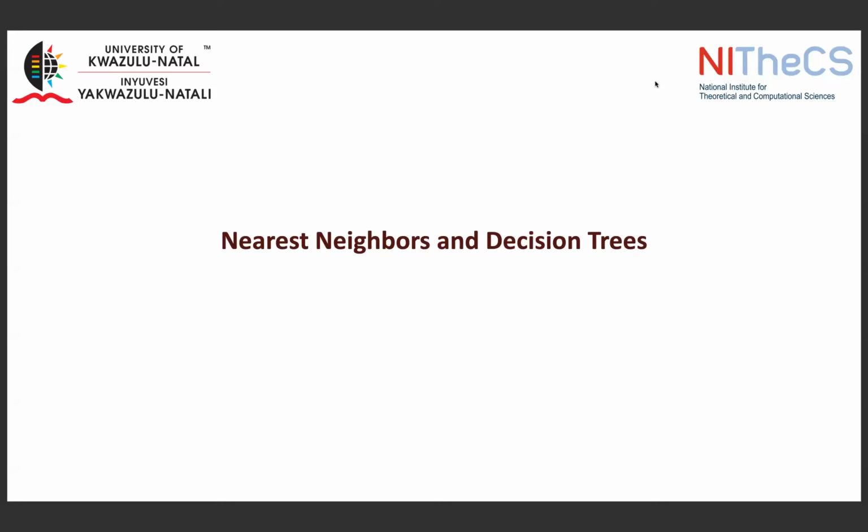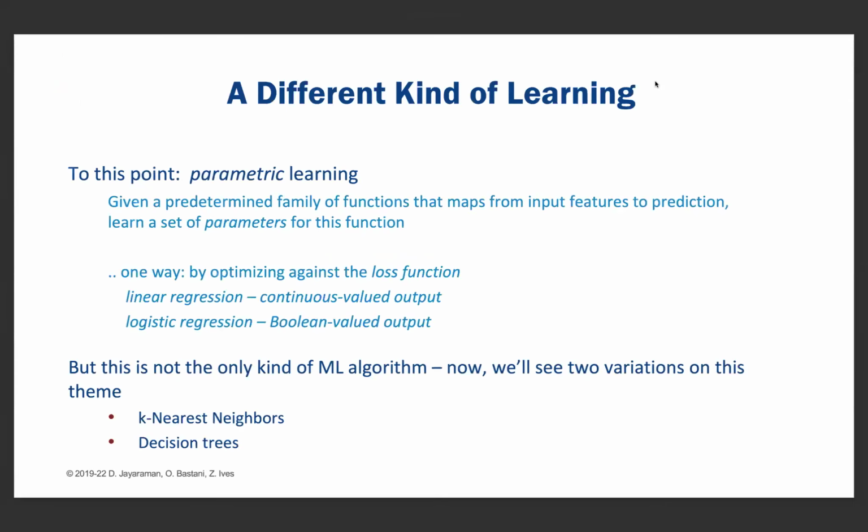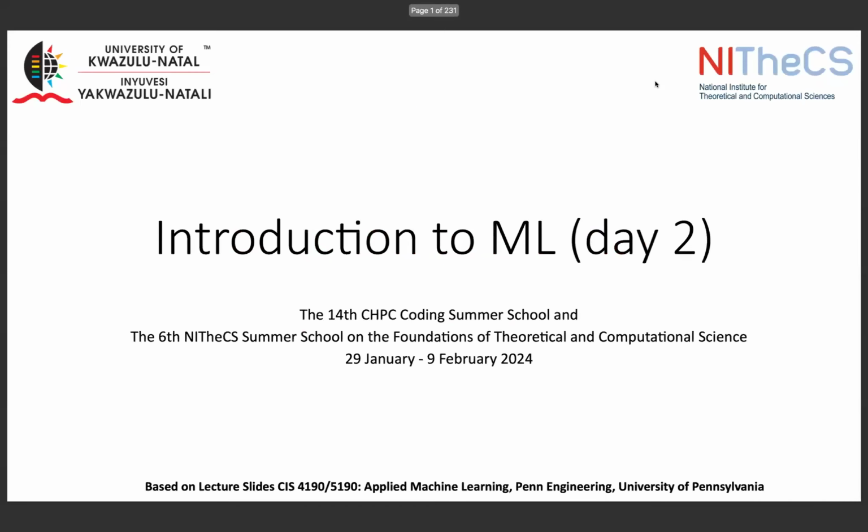Okay, and for now, we're going to start with what is called nearest neighbors and decision trees. And again, sorry, let me say it again. My slides, and I will be very careful to quote, are based on the slides from the applied machine learning course from Penn University.